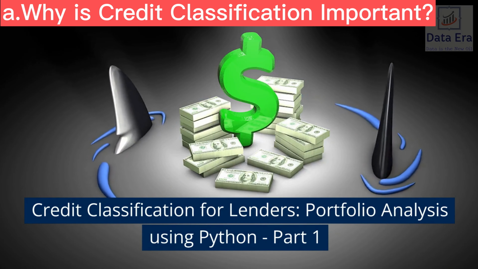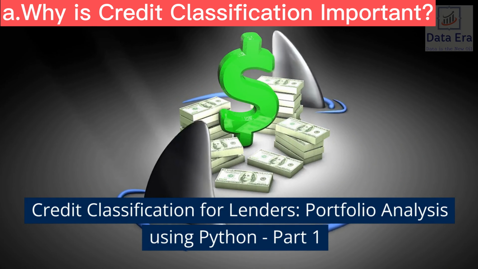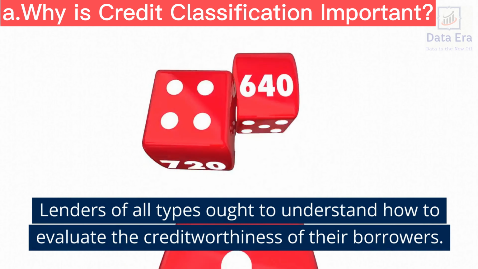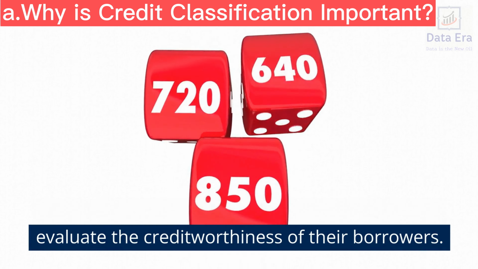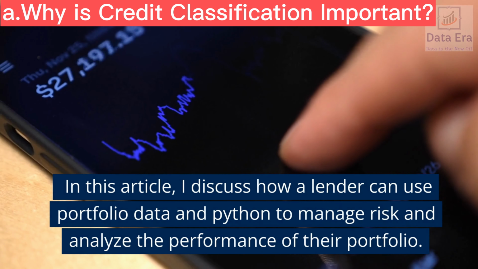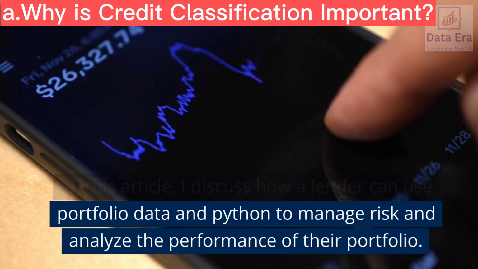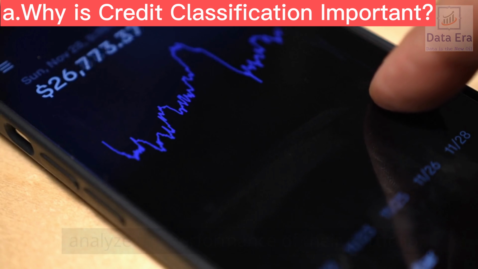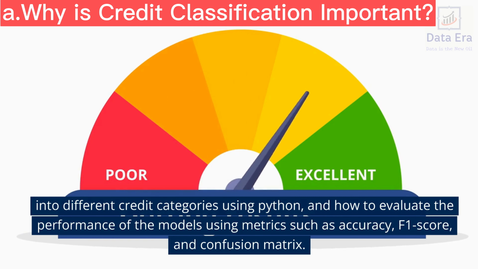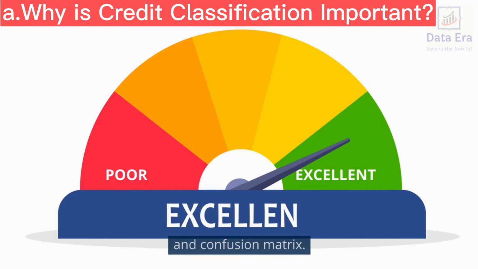Credit classification for lenders, portfolio analysis using Python, Part 1. Lenders of all types ought to understand how to evaluate the creditworthiness of their borrowers. In this article, I discuss how a lender can use portfolio data and Python to manage risk and analyze the performance of their portfolio. The article covers various techniques and tools to classify borrowers into different credit categories using Python, and how to evaluate the performance of the models using metrics such as accuracy, F1 score, and confusion matrix.